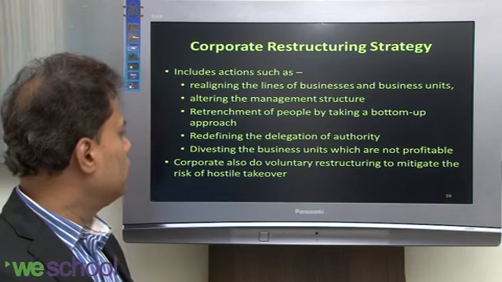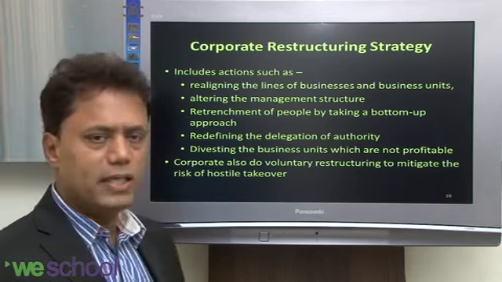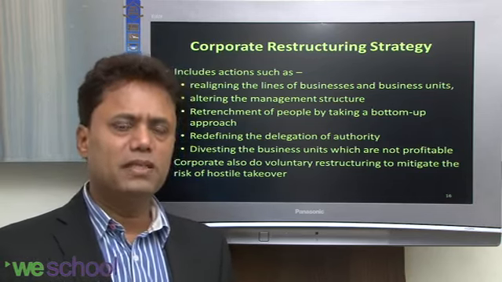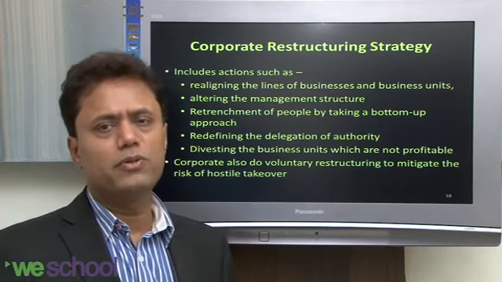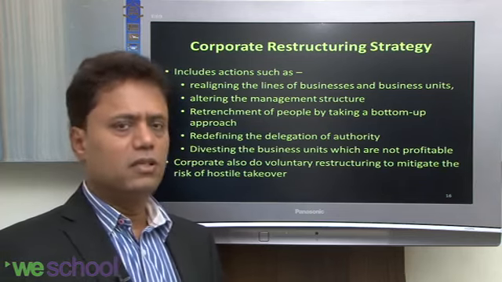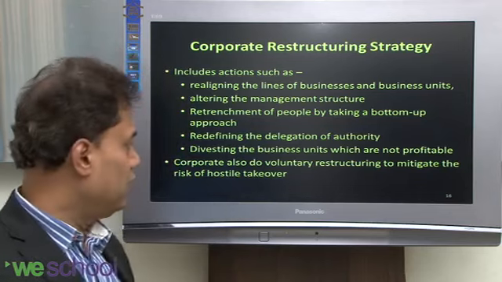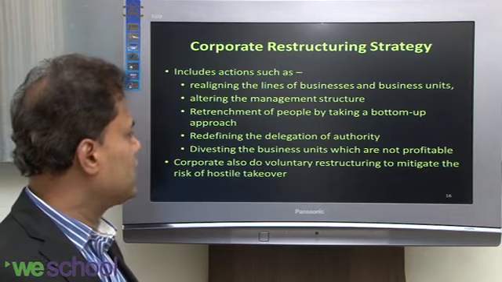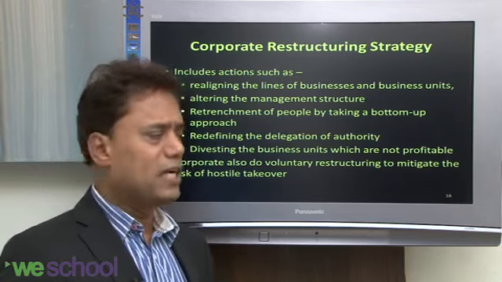Corporates also do voluntary restructuring to mitigate the risk of hostile takeover. Because that is again part of this. What if your company is a weak company and there is a hostile takeover? So you have to constantly restructure to ensure the company is on its feet, in order to ensure that the company grows in spite of the challenges outside. So restructuring is an essential component of the overall corporate strategy.